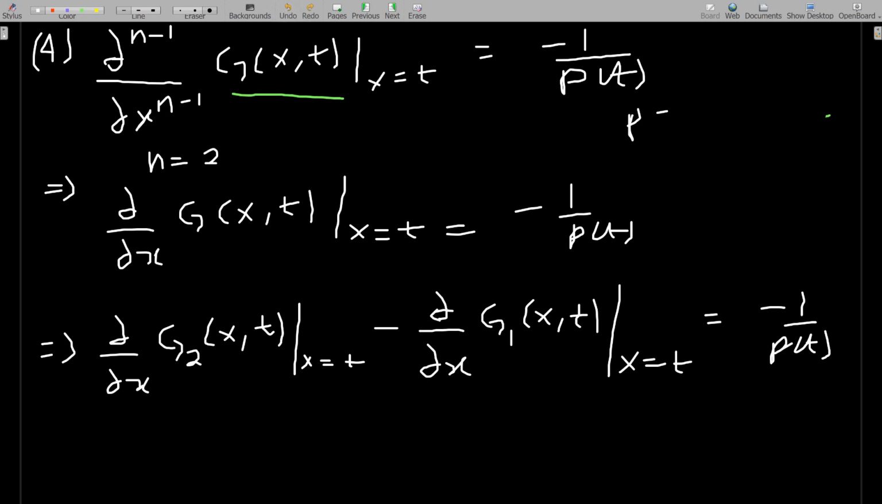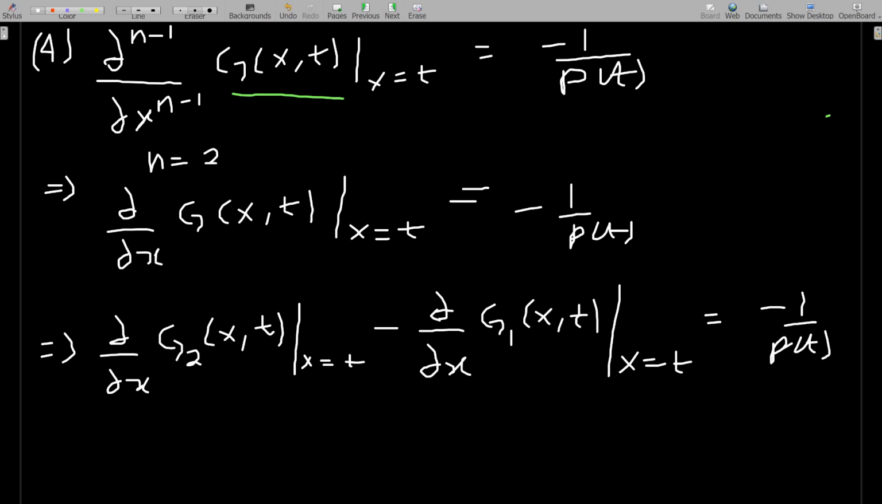But here I think we'll concentrate on constant coefficients of the BVP. So when n equals 2, if you put n equals 2, you get del of 2 minus 1, and 2 minus 1 is just 1, so you get just del. So del x of g of x,t at x equals t should be equal to minus 1 over p of t.